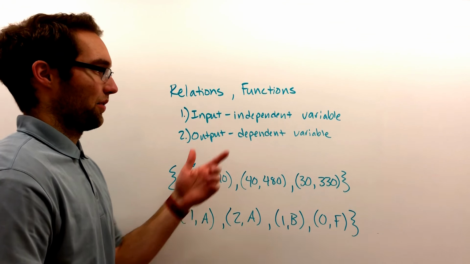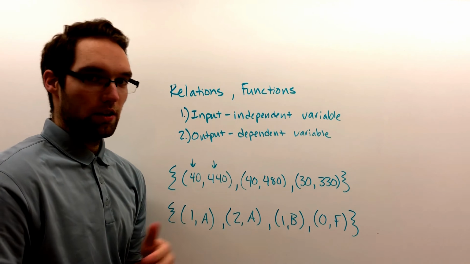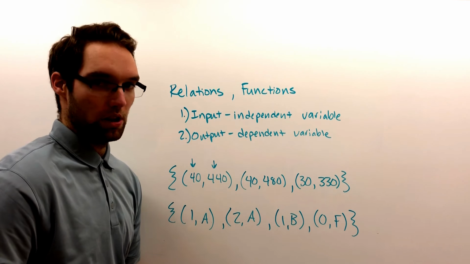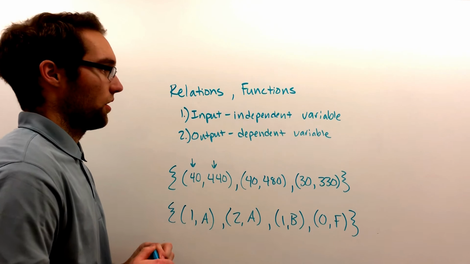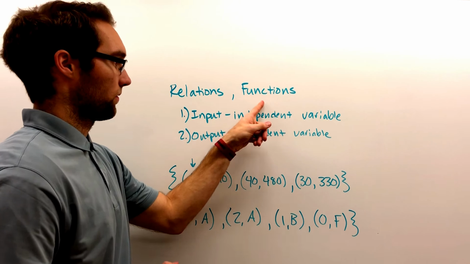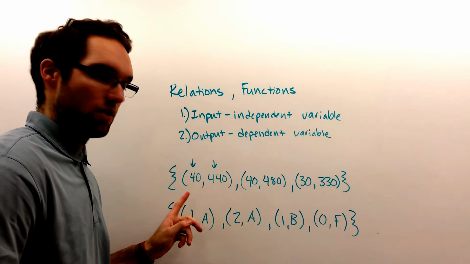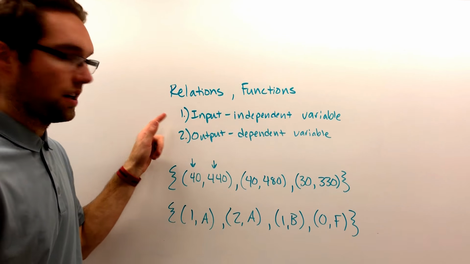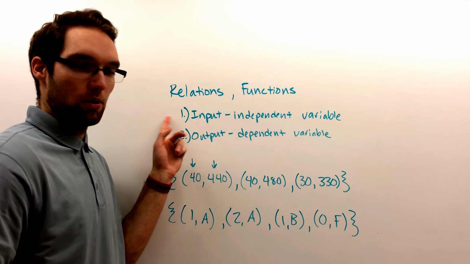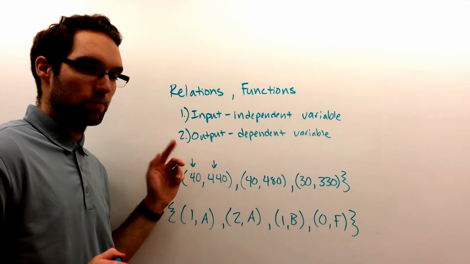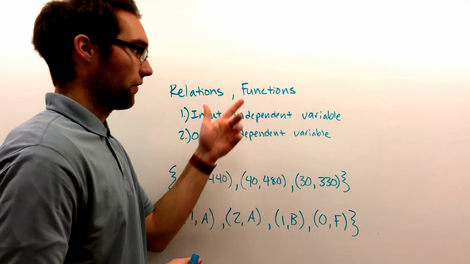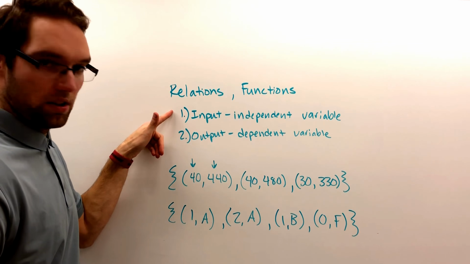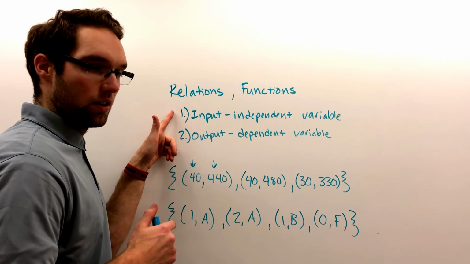Now, if we're going to talk about functions, what functions really are is just a special type of relation, okay? And so the thing that makes a function special, that makes it different from these relations, is that for every, so I guess we'll back up one step, okay? Functions also need an input or an independent variable and an output or a dependent variable. And so the thing that makes functions different is that for every input, they have a unique output.